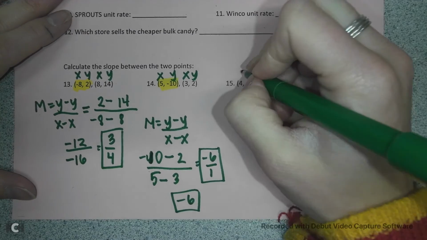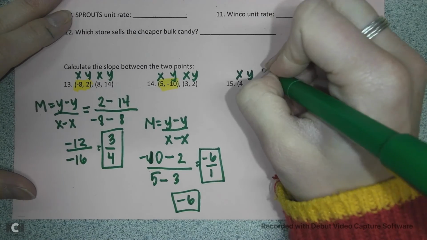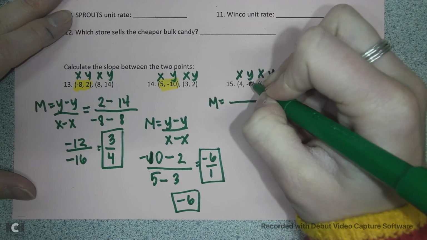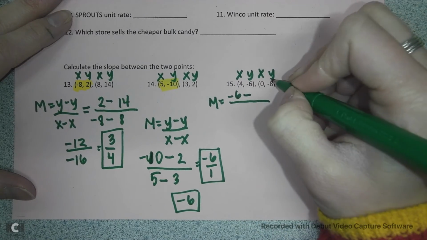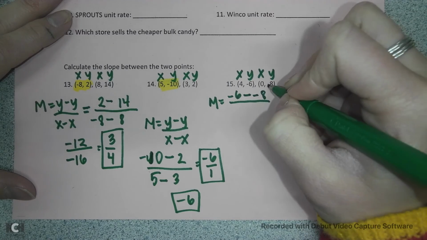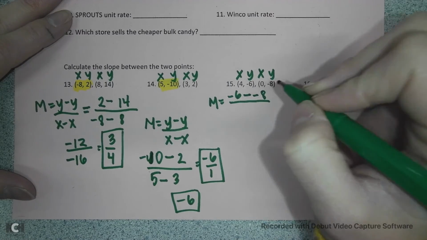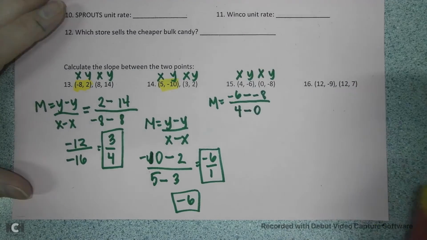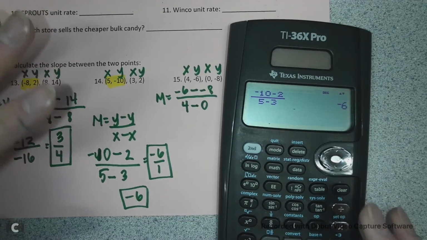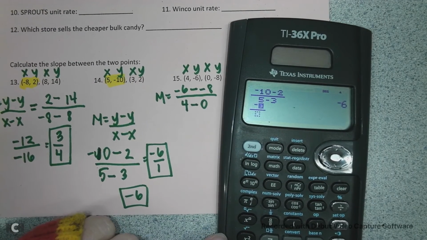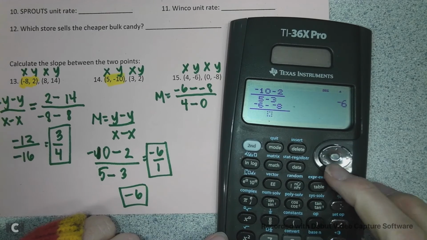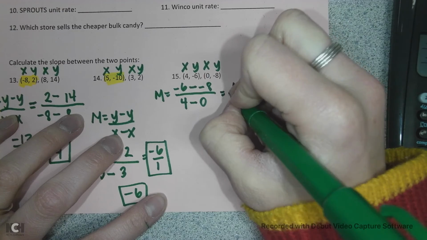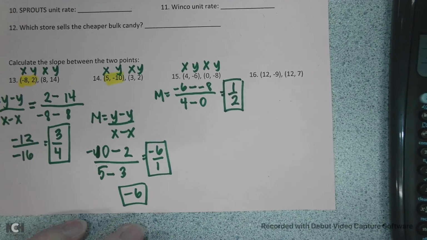Okay, number 15, again I like to start by labeling x, y, x, y. Then we're going to write our slope. So on top is my first y value, always put a minus, then my second y value. So if this is a negative, you have to put 2 negatives there, which is fine. Then we put our first x value, always a minus, and my second x value. Then we type them in. Okay, -6 minus -8 over 4 minus 0, and we get a half. So that's my reduced slope for number 15.